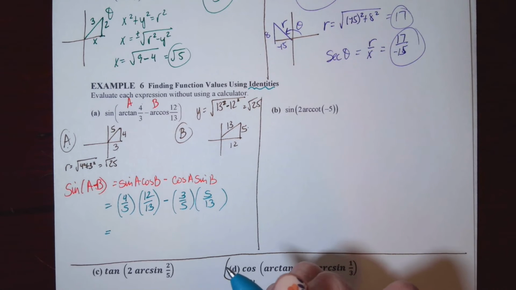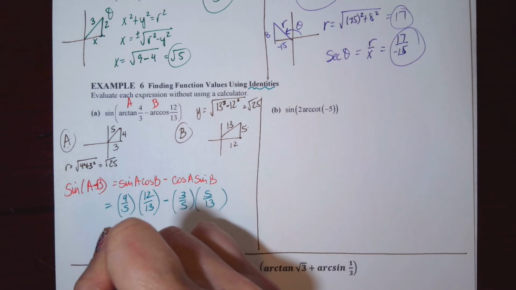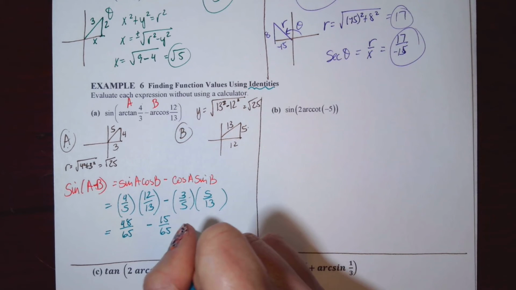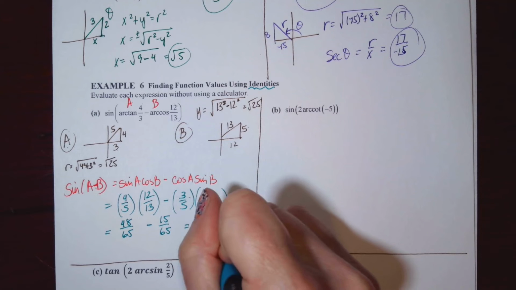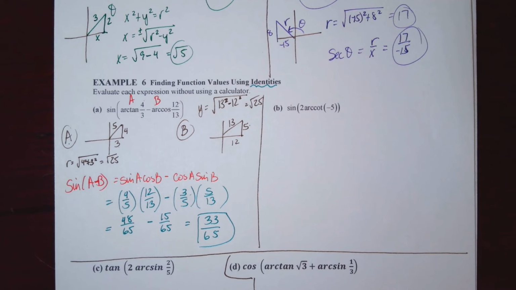Find those products. 5 times 13 is 65. So 4 times 12 is 48/65 minus 15/65, which gives me 33/65 as the function value I'm looking for. Okay.